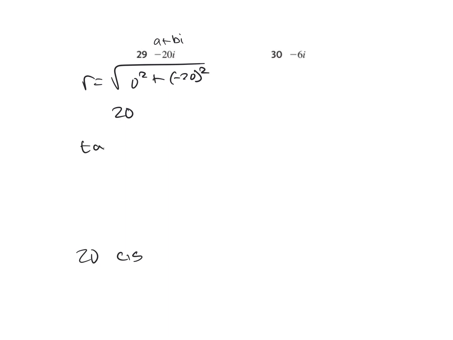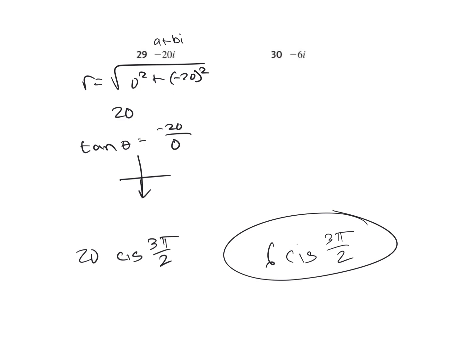Now, what's theta? You have negative 20 over 0. Okay, well, where are we really? X is 0 and y is negative, so we're at 270 or 3 pi over 2. So that's the answer for number 29. 30, it's the same thing. So this is going to be 6, and we're at negative 6i, which is still 3 pi over 2. Hopefully you learned your lesson from number 29. Okay, go to the next problem.